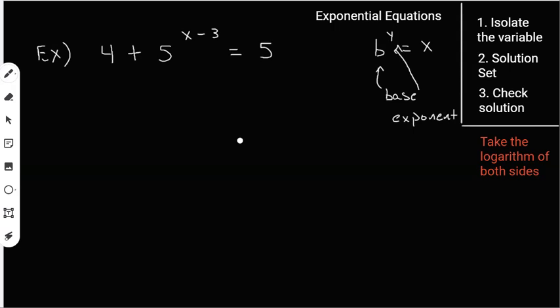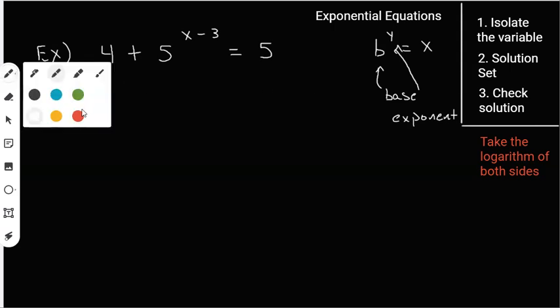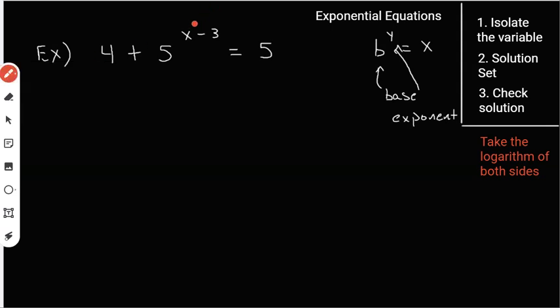So here I have 4 plus 5 to the x minus 3 power equals 5. And I want to solve this in 3 steps. I want to first isolate the variable, getting the x by itself. I want to write my solution set, and then I want to check my solution. So I need to get the x by itself on the left side. But to do that, I'm going to have to get rid of the 4, the 5, and the negative 3.